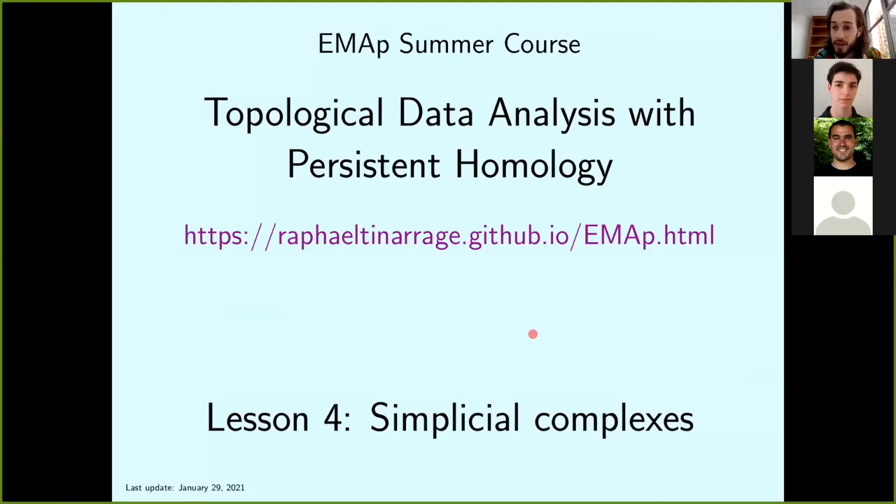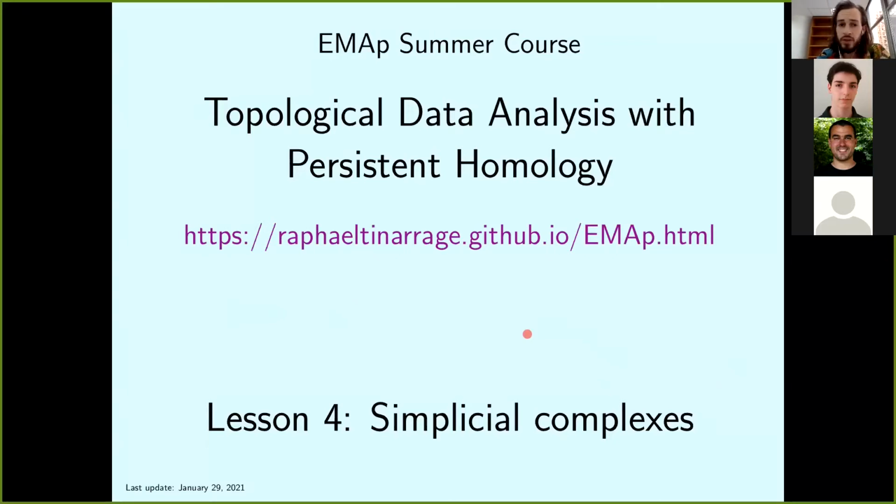Today's lesson is called Simplicial Complexes, and this is a day where we start doing mathematics on a computer. We won't be able to do topological data analysis yet, because, as you may have understood, I want you to really understand the theory, the mathematical background of it, before going further.